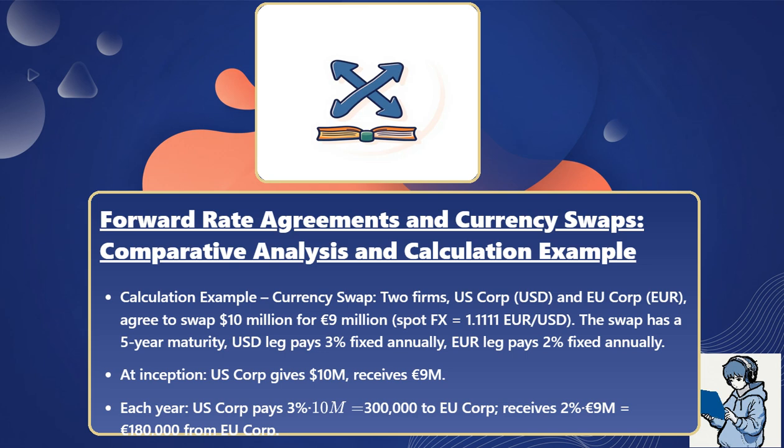To price the swap, we discount each leg using the respective US dollar and euro discount curves. The net present value is the difference between the two legs. If set to 0, the fixed rates 3% and 2% are the market-consistent swap rates for the given cross-currency basis.